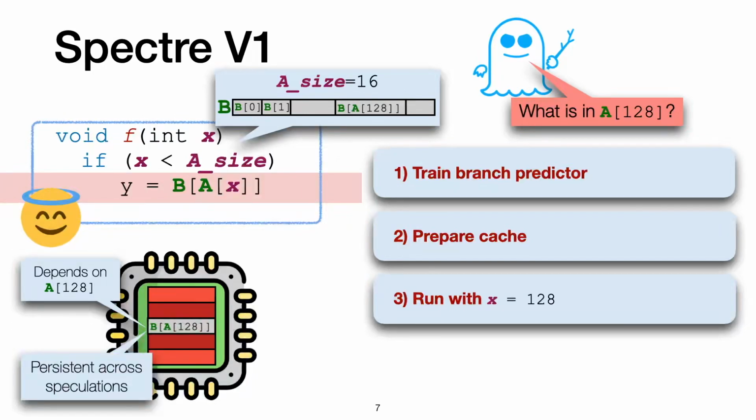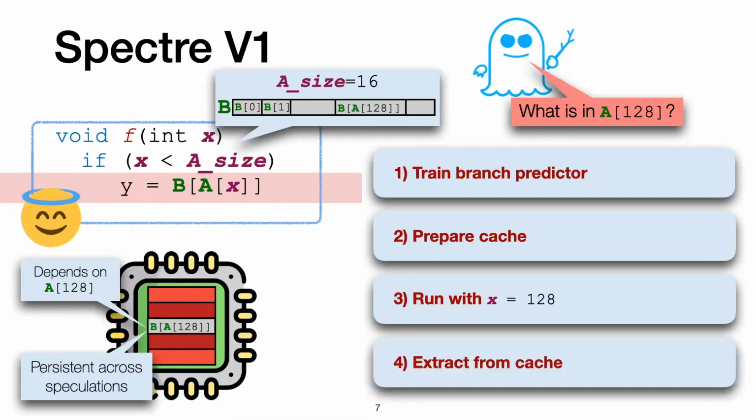Finally, in the last step of the attack, we can just extract the content of A[128] by probing the cache and learning which of the red blocks has been evicted. So in the rest of the talk, I will present a principled approach for reasoning about these kinds of leaks. The foundation of our approach is speculative non-interference, a novel notion of security against speculative execution attacks.